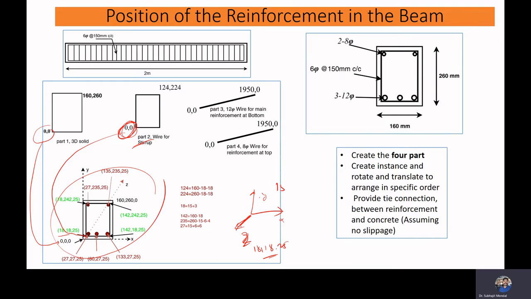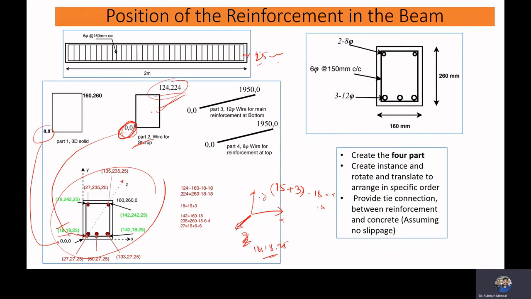If you consider 15 mm clear cover and half of the diameter of the stirrup, then it will come to 18 mm. So X will be 18, Y will be 18, and 25 is the 25 mm cover. This 25 mm cover we are considering. Okay, so this is the location of the first stirrup, and the first coordinate is 18, 18, 25. So here you first have to create it with this dimension, 0, 0 and 124, 224. You have to create that dimension, then rotate and translate it and place it in this position. We'll see how we can do that.